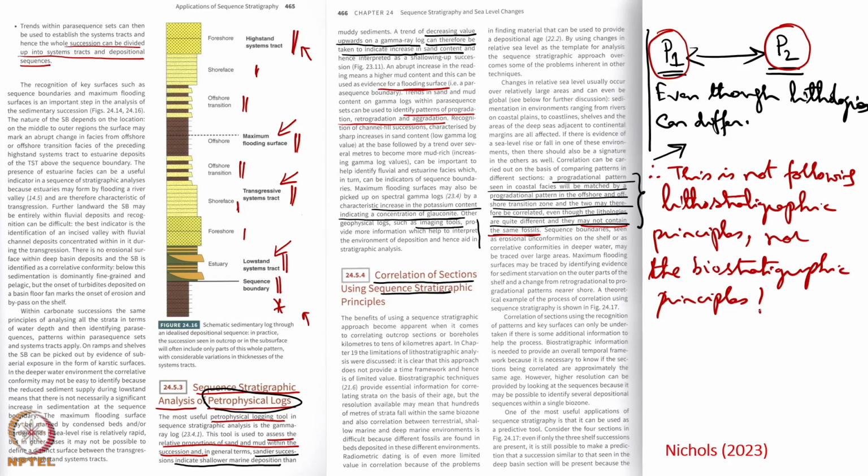That is interesting. The maximum flooding surfaces may be traced by identifying evidence of sediment starvation on the outer parts of the shelf and a change from retrogradation to progradation pattern near shore. The maximum flooding surface can be correlated.